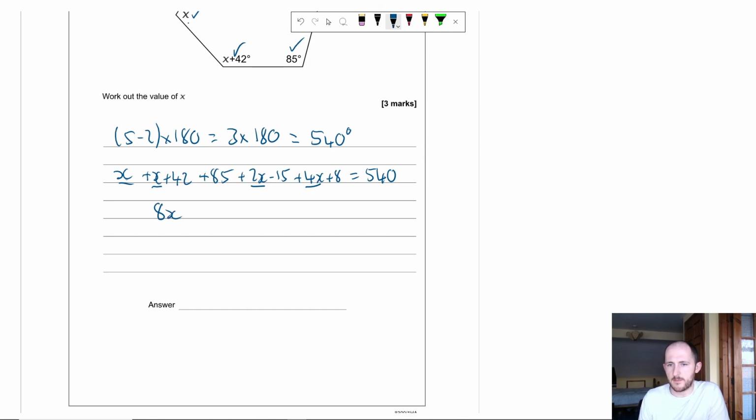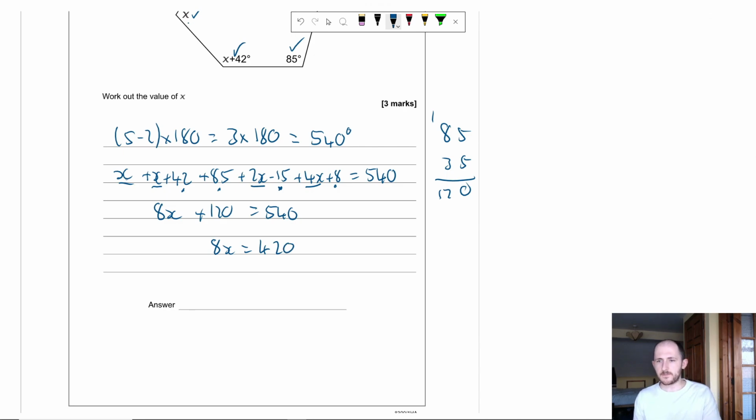Now adding these numbers up, we can do 42 plus 8 is 50, obviously. Minus 15 is 35. Add 85. Let's quickly do that. 85 plus 35, that's 10, so that would be 120. So plus 120 equals 540. That should be correct, I hope. So 8x is equal to 420. So I hope that makes a bit of sense so far.